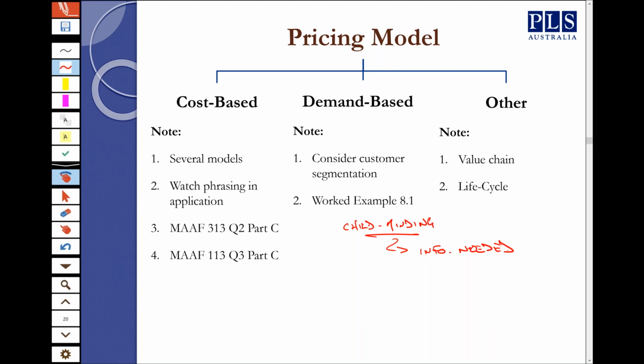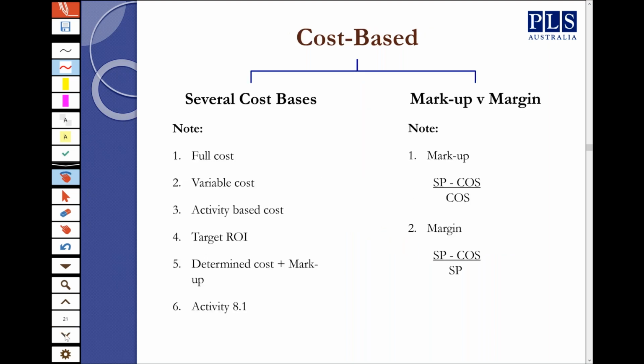From an other perspective, we'll move to value chain and life cycle in a moment. Let's just come back to the cost-based initially, however. Understand that there are several cost bases, and the idea being that you would determine either full cost, variable cost, your activity-based cost, your target return on investment. So you basically select one of these, you take that cost and add a markup to it. So that's where you'll find in activity 8.1, I think it is task 2 from memory, where they do variable cost plus the markup. Task 3, I think, was a full cost plus the markup type logic. So having you understand a process that would be employed.